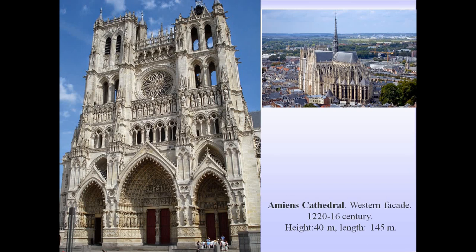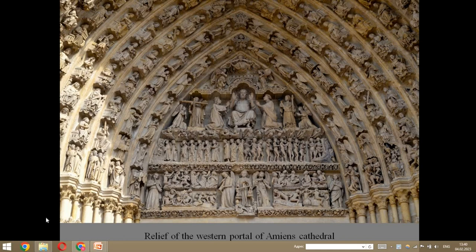Also we can notice here the huge window rows, like in the central part, so it usually draws our attention first. Okay, we can also see, of course, the Gothic lancet type arches, and plenty of different other small decorations. And now let's consider the tympanum image, the relief on the western portal of Amiens Cathedral.